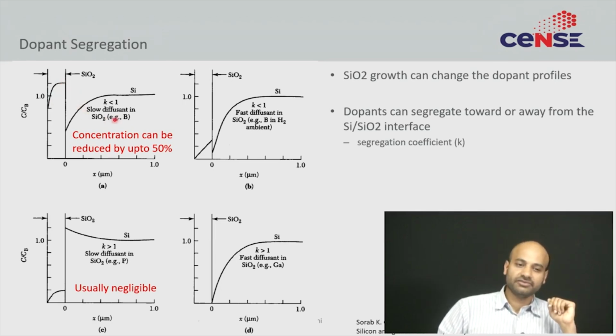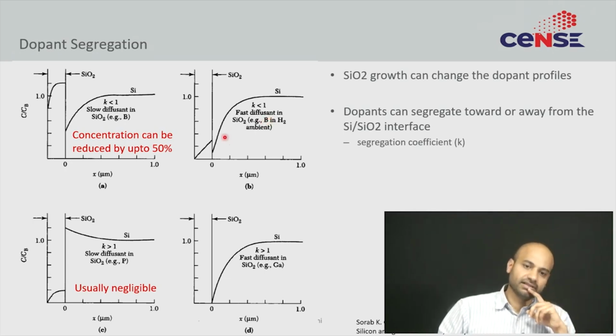This is what happens for impurities such as boron, right? Now let us take the other example where the distribution coefficient remains less than 1. So the impurity would like to remain in silicon dioxide versus silicon. However, the diffusion coefficient is now fast. So unlike boron in silicon dioxide, which does not like diffusing, now imagine some impurity, for example boron in hydrogen ambient, where it would like to diffuse through the silicon dioxide.